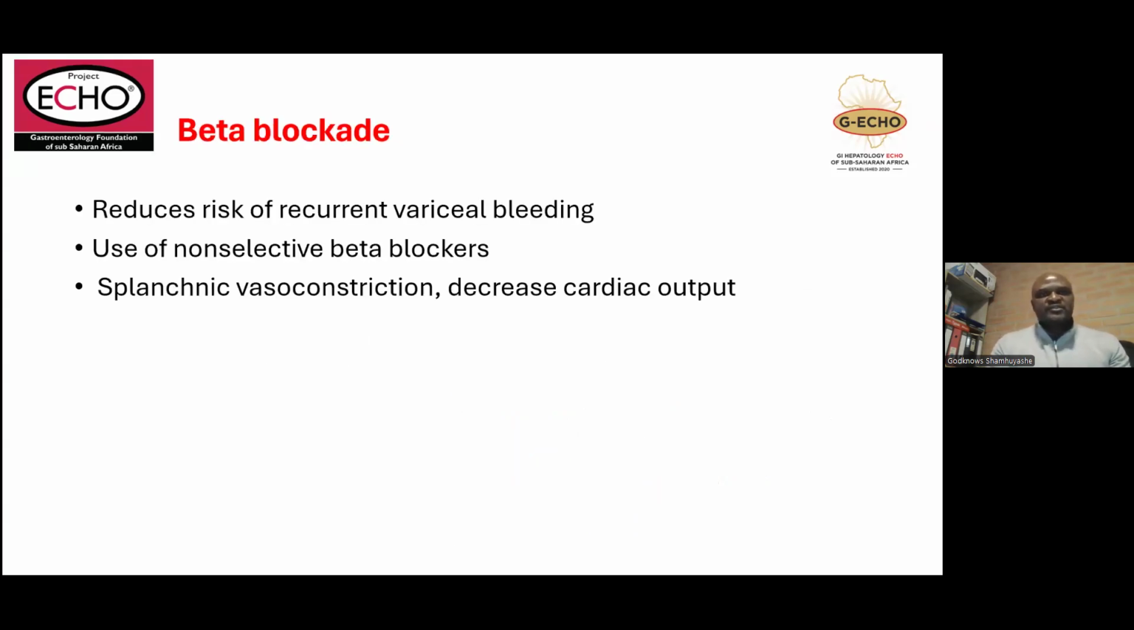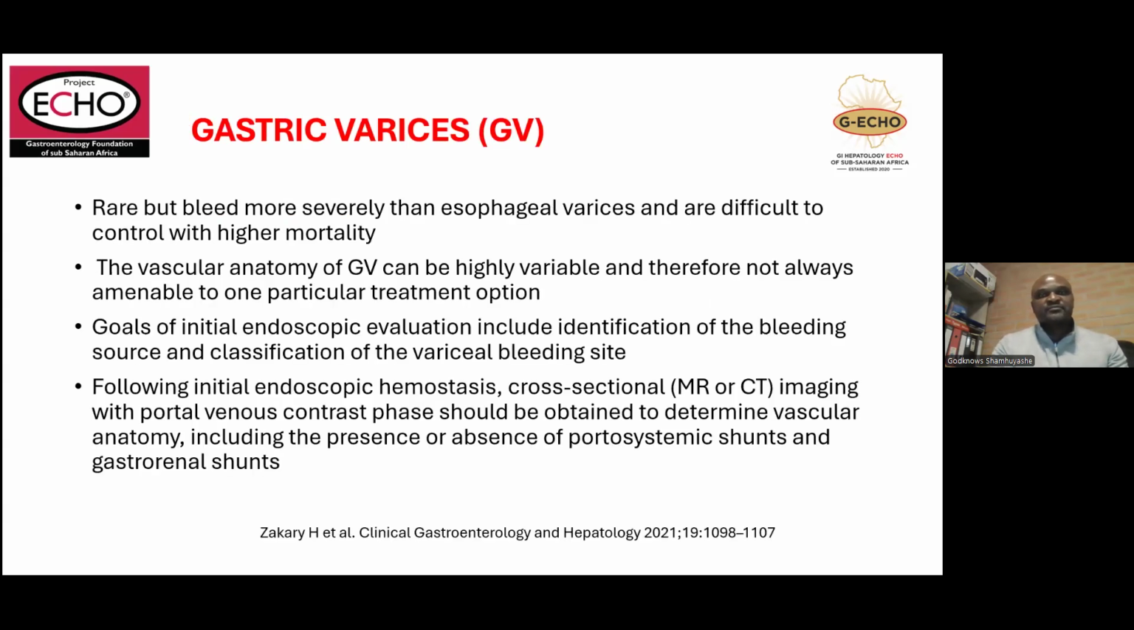So with your beta blockade, you reduce the risk of recurrent variceal bleeding, and we make use of non-selective beta blockers, which cause splanchnic vasoconstriction and decrease the cardiac output. So moving on to gastric varices, they are rare, but they tend to bleed more severely than esophageal varices, and they are difficult to control, and they have a very high mortality.